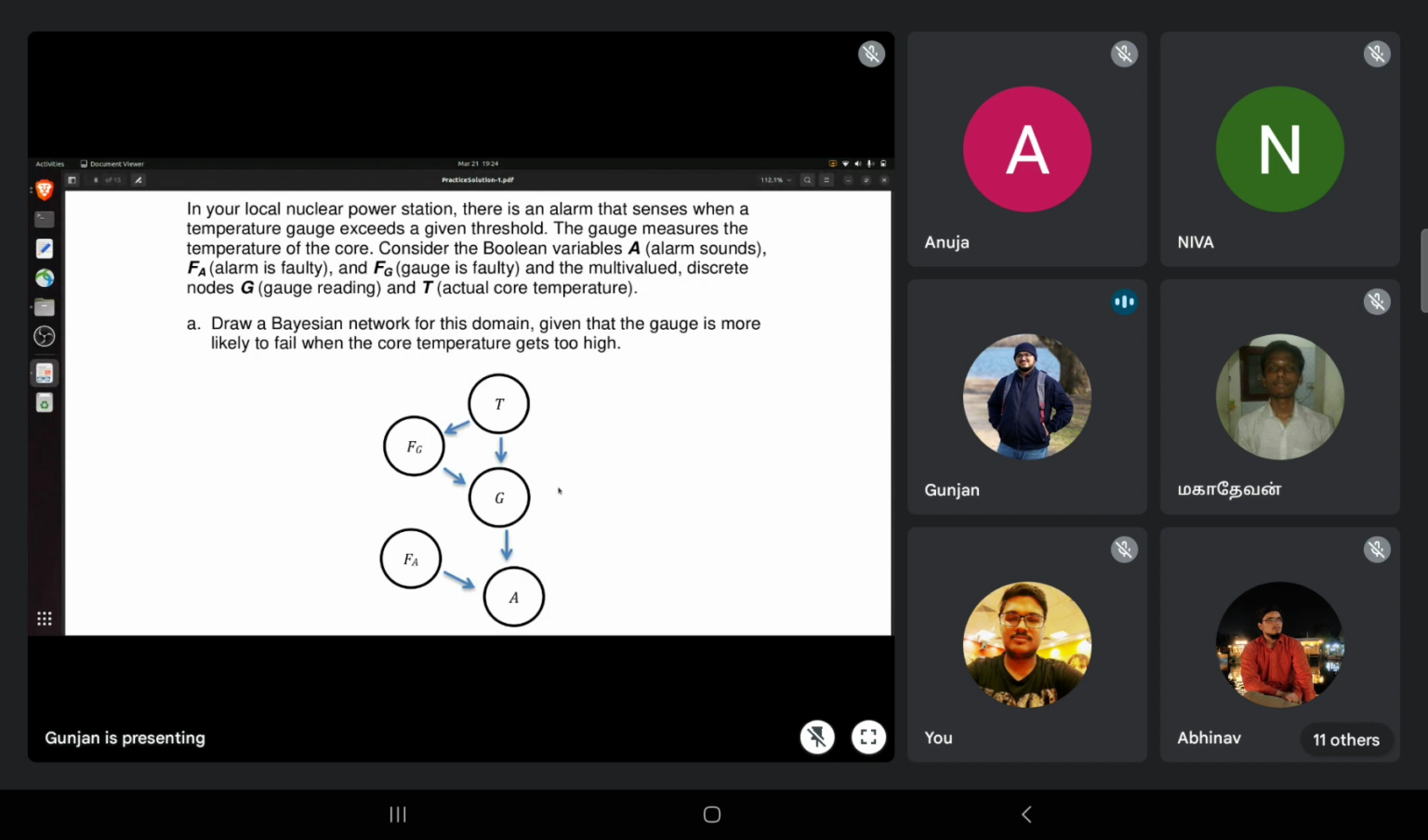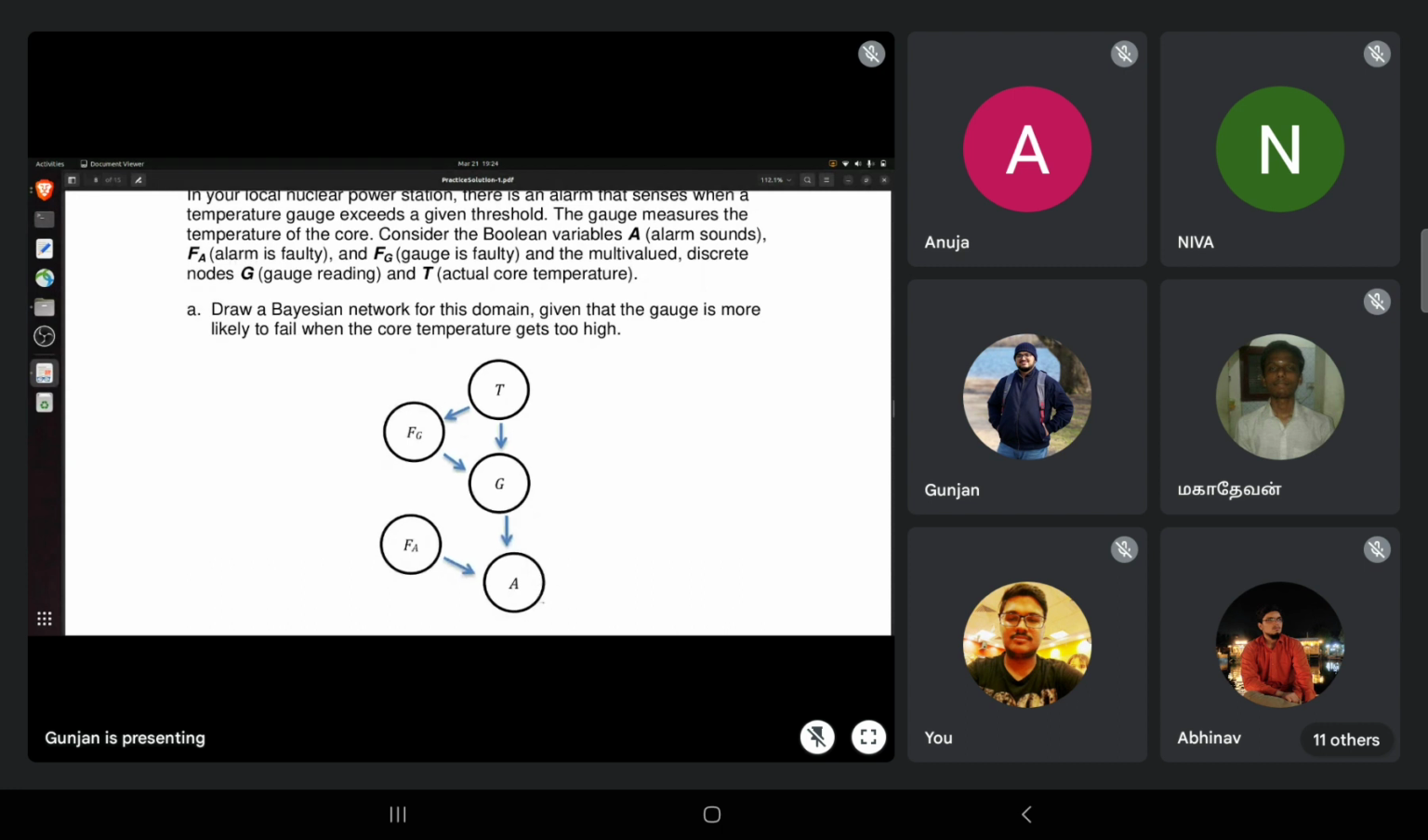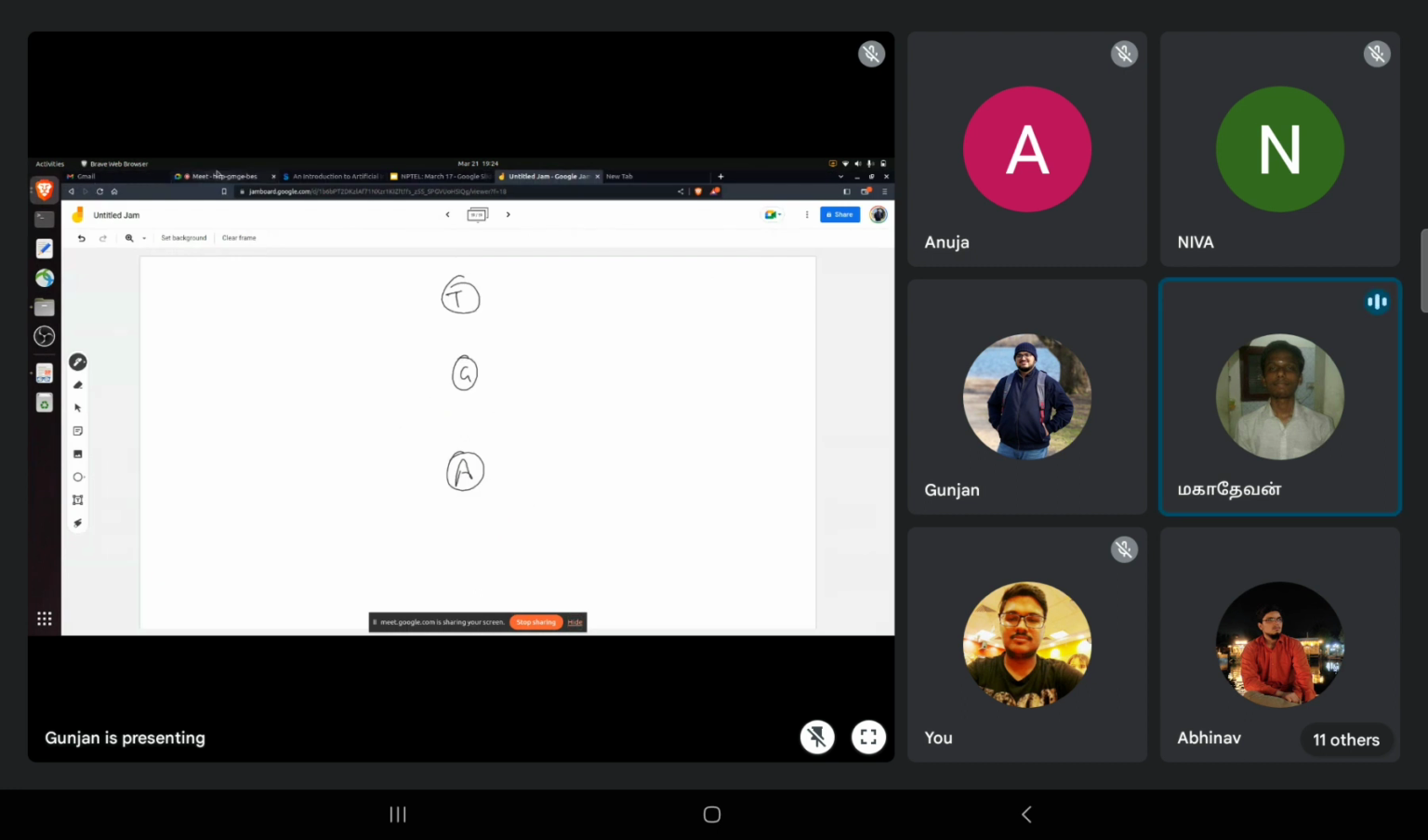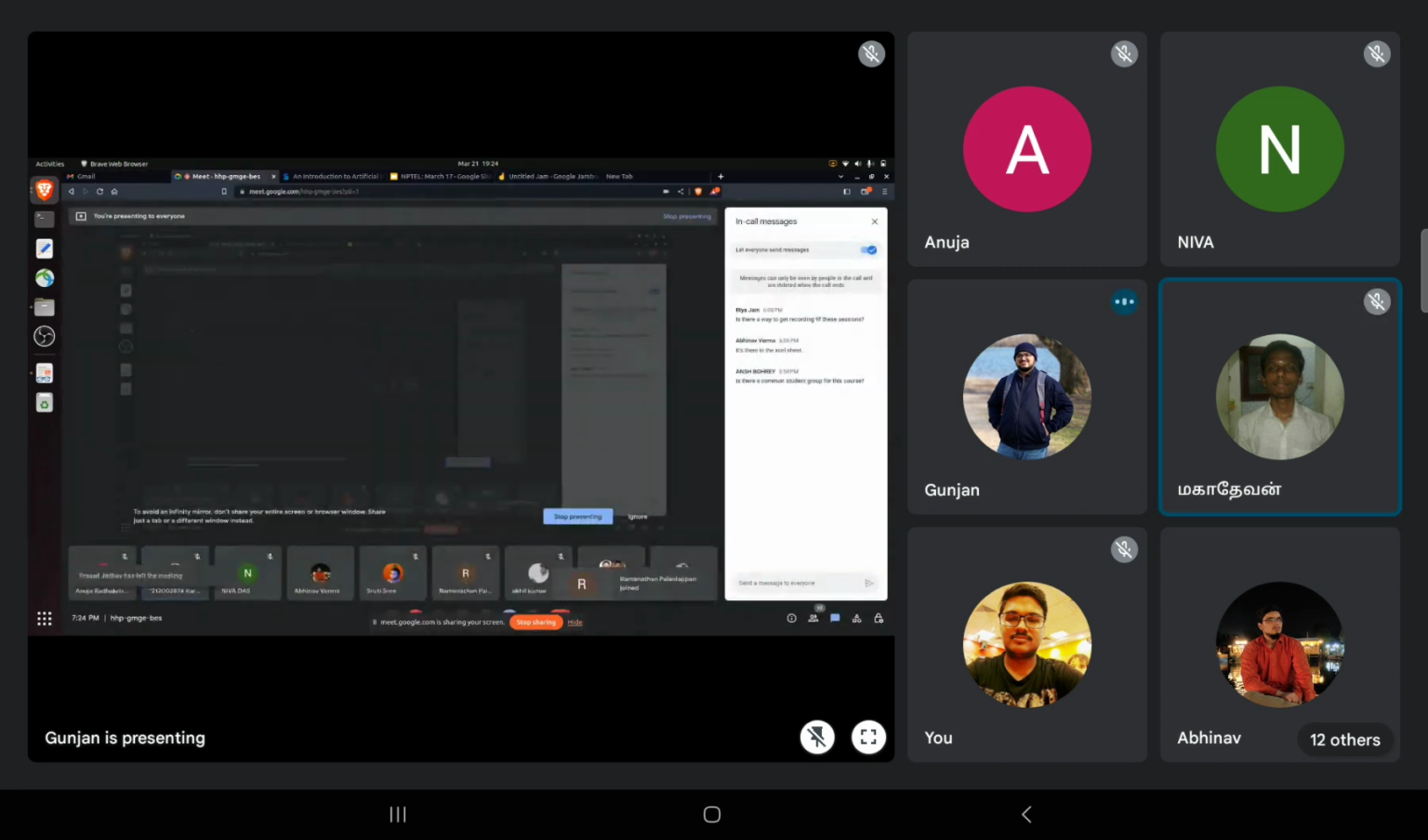So is this Bayesian network structure clear? Okay, sir. And so similarly, faulty alarm will influence the alarm also. Because that depends on whether the alarm is faulty or not. If it is faulty, it will influence. If it is not, then it's fine. Is everyone fine with this? Yes, sir. Okay.